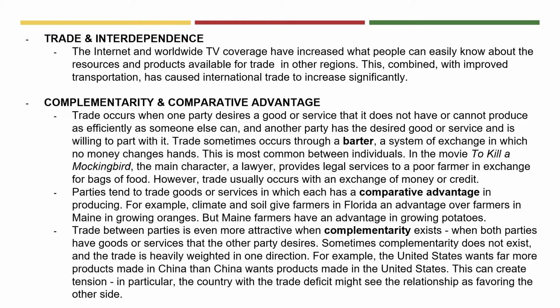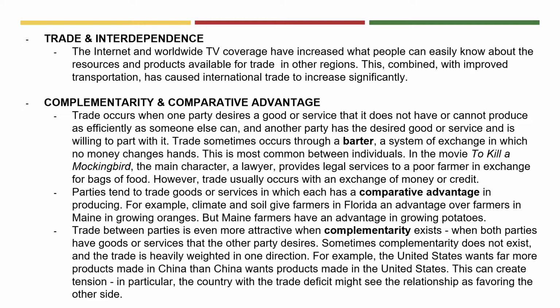Trade occurs when one party desires a good or service that it does not have or cannot produce as efficiently as someone else can, and another party has a desired good or service and is willing to part with it. Trade sometimes occurs through a barter, which is a system of exchange in which no money changes hands. This is most common between individuals. For example, in the movie To Kill a Mockingbird, the main character, a lawyer, provides legal services to a poor farmer in exchange for bags of food. So it wasn't actual money that was being exchanged.